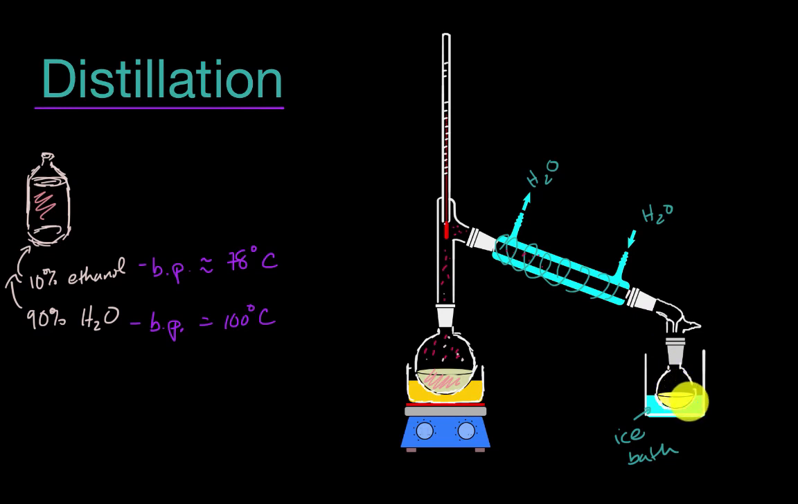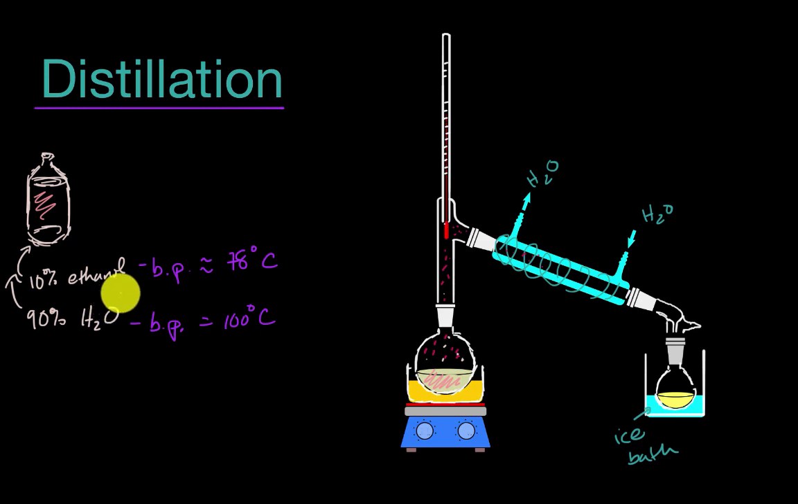Now, if you wanted an even purer sample of ethanol, you could keep doing this. You could take what you collect here and then heat that up to its boiling point, which will now be a little bit lower than the first solution because it has a higher proportion of ethanol. And then you would have the same process go over and over again. And so every time you do that, you would get a purer and purer sample of ethanol.